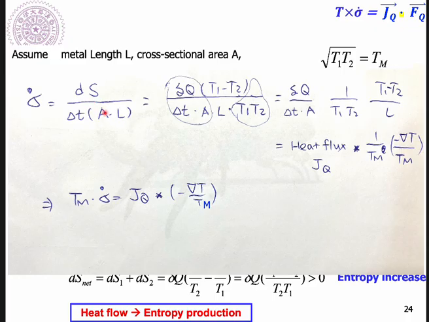So volume will be the volume of the metal, so it's A times L. And the net entropy change you already got here, right? So it's this value. So you just put dQ, T1 minus T2 over T1 T2. This is dS, and I also put the term, just copy delta T and L here, right? So I already have sigma dot equals to here.